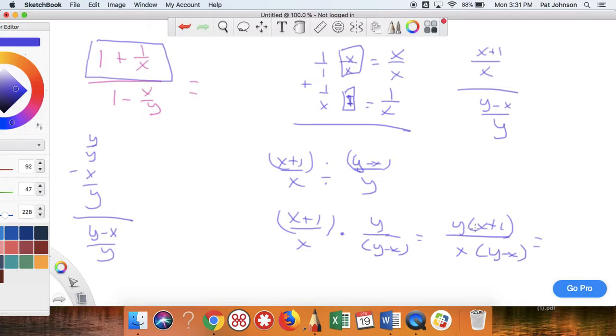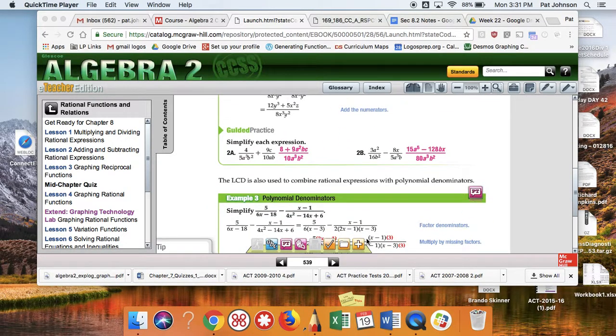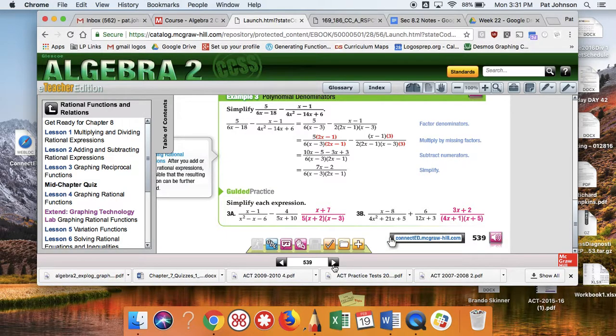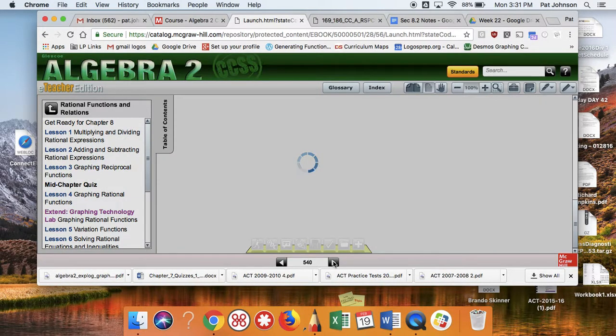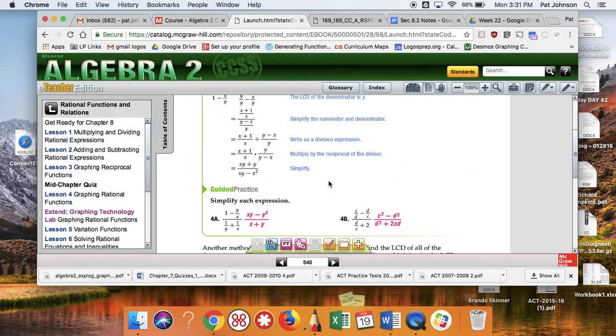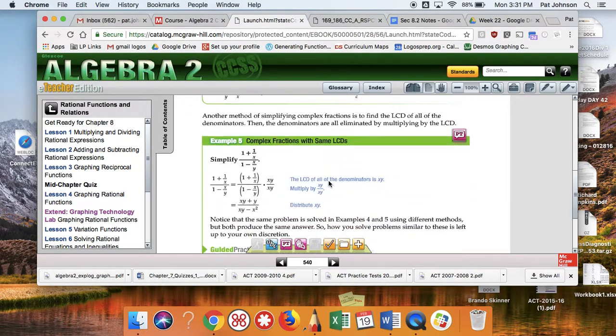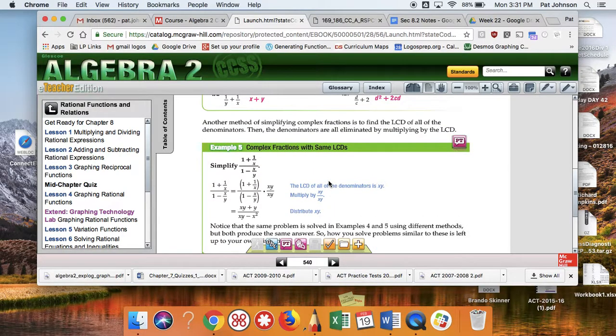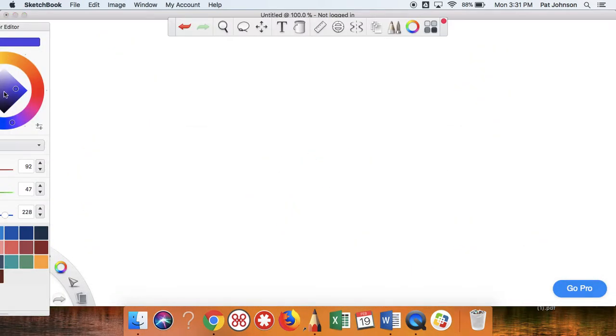Now let's look at example 5 with a different method. So that was example 4, example 3 we went through. Let's look at example 5, which shows us a different method to do the same exact problem. So there's 4 we just did. So let's look at 5. So another method is to get the entire LCD of the entire expression. So what does that mean? So again, let's look at the problem. So we have 1 plus 1 over x divided by 1 minus x minus 1.